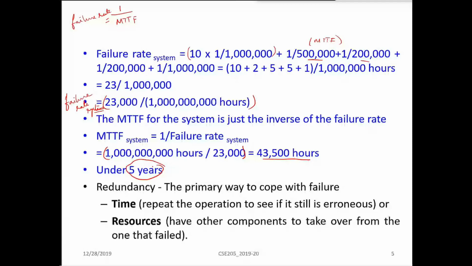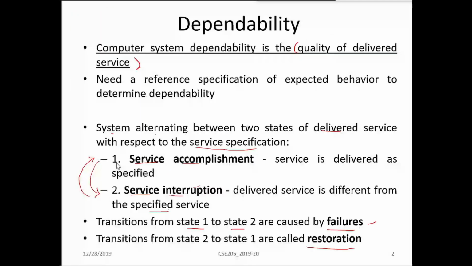So again, I repeat. When you go with dependability, it is all about the quality of the delivered service. Generally, we have two states. One is the service accomplishment, another one is the service interruption. So you know it, right? From state one to state two it is failures, and state two to state one is the restorations. And for dependability, you have two major metrics. One is reliability, another one is availability.